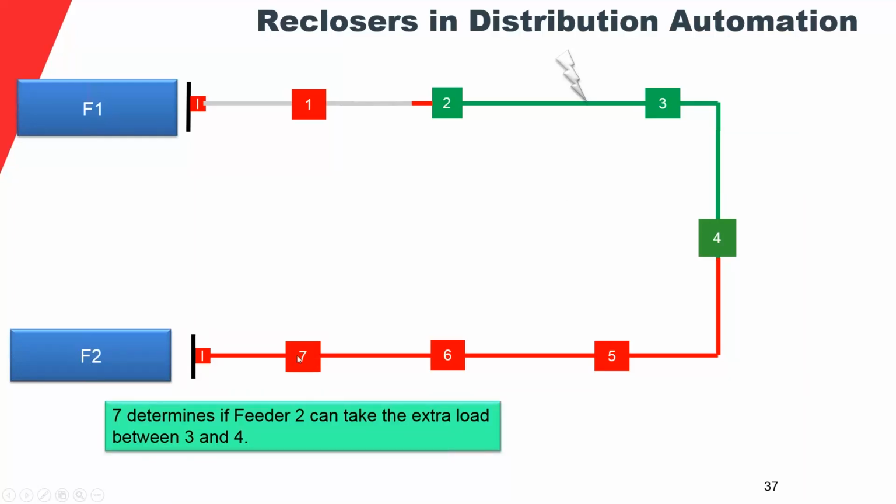Now, 7 does some calculations. Can I take the extra load given the state of the load right now? Remember, I'm the first one here. I'm the one that is more charged. I may even have to change my settings group to take all that load.